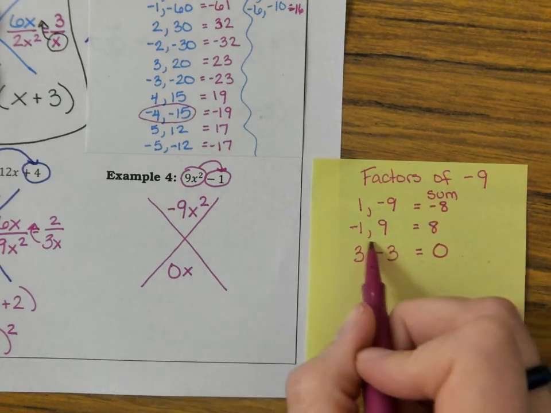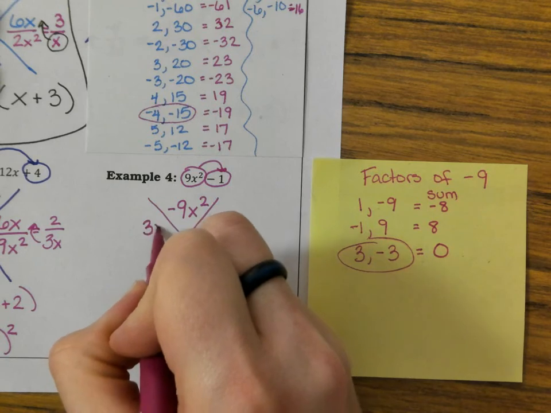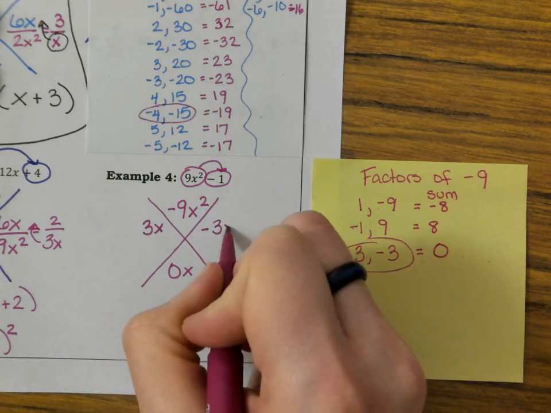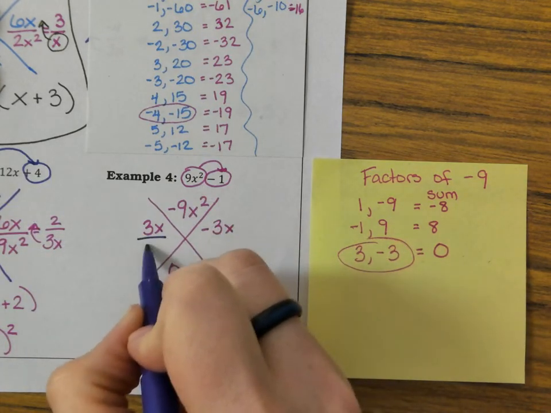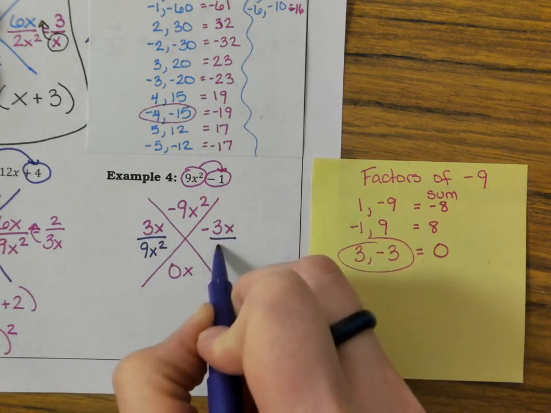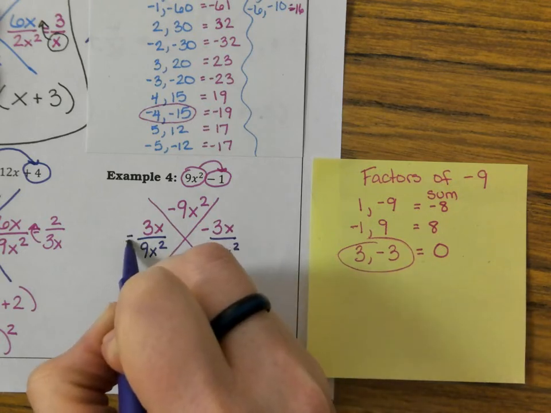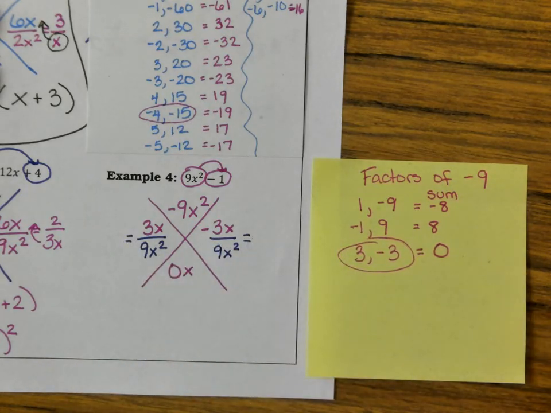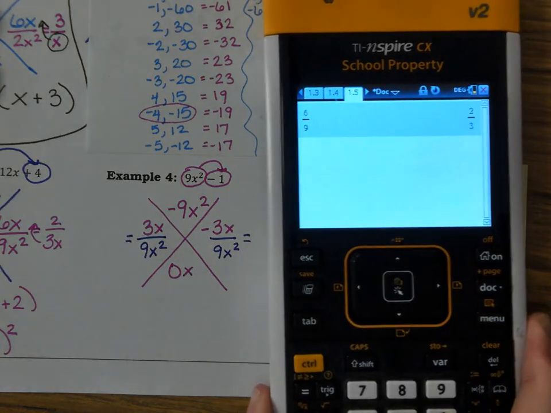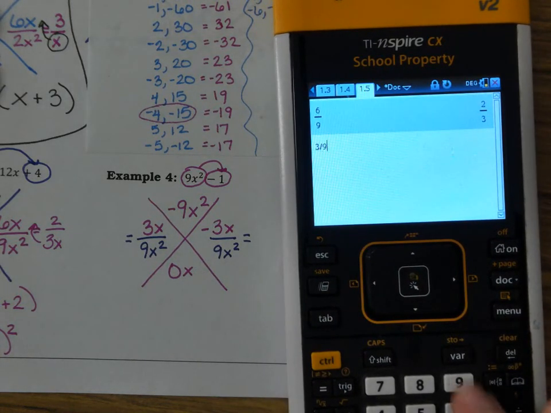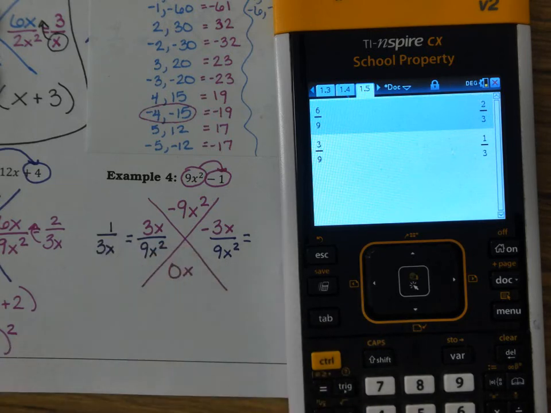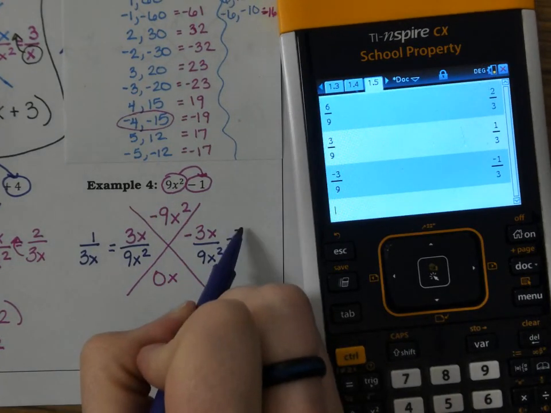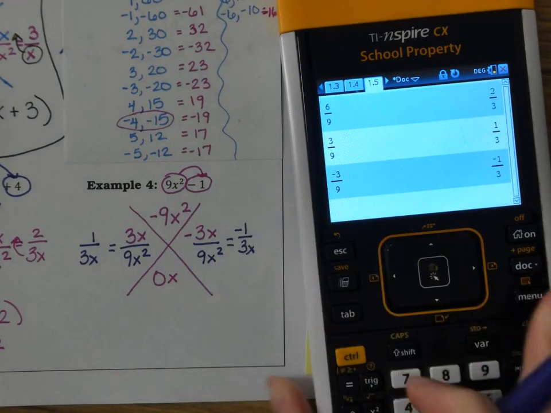So what I want is this right here. So I have 3x and negative 3x. So remember, we now divide by the first term, which is 9x squared. And then we simplify the fraction. And so if I simplify this, 3 divided by 9 is 1/3, so 1 over 3x. And negative 3 divided by 9 is negative 1 over 3x.